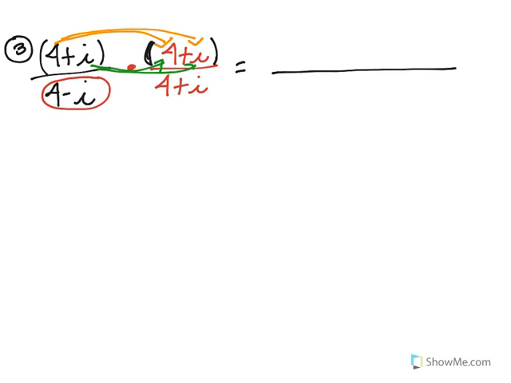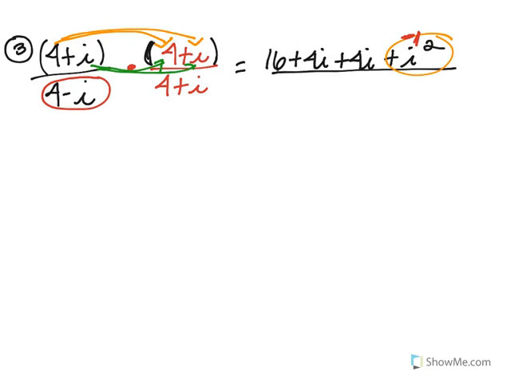So when we multiply by 4, 4 times 4 will give us 16. 4 times i would give us 4i. Multiply by i times 4 would give us 4i. And then i times i would give us i squared. And so i squared, we know it represents negative 1. So you got to make sure you remember that with all your i squares.